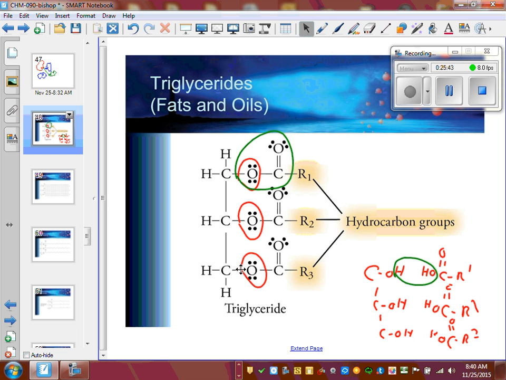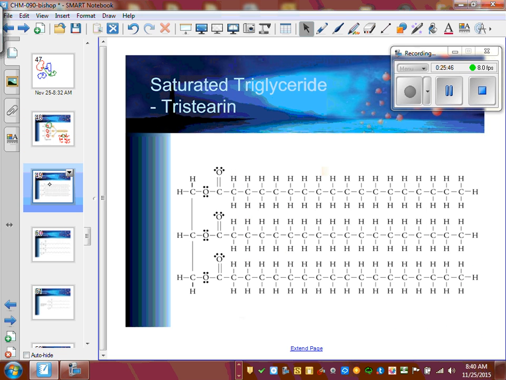So here is a saturated triglyceride, tristearin. Remember when we talked early on about carboxylic acids, the example they gave you was stearic acid? Remember that big, long one? Well, this is stearic acid, stearic acid, stearic acid. So that's why it's called tristearin. So a triglyceride is made of fatty acids, these are called fatty acids, and glycerol. So we have lots of different triglycerides in our body.